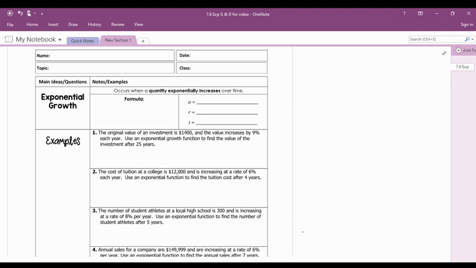Hey guys, I've got another lesson for you. We're doing exponential growth and decay, and I'm going to talk to you a little bit about what that means first.